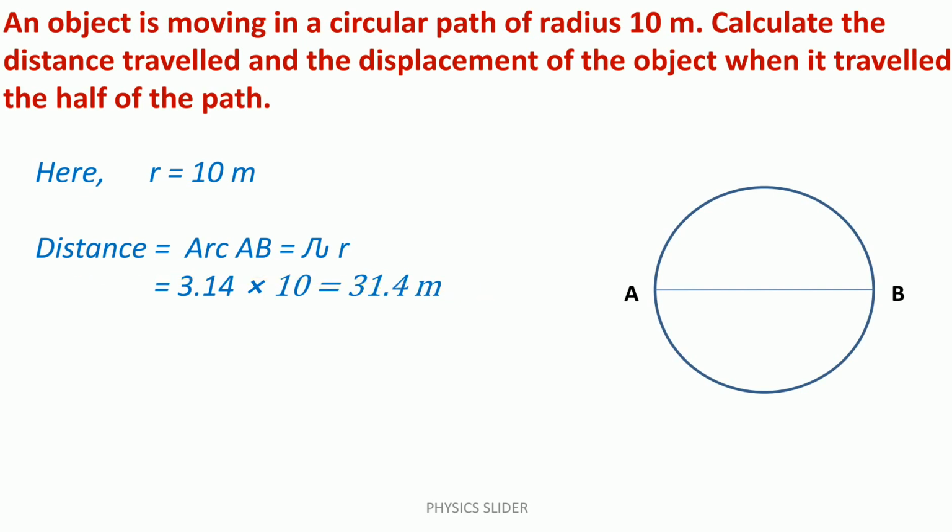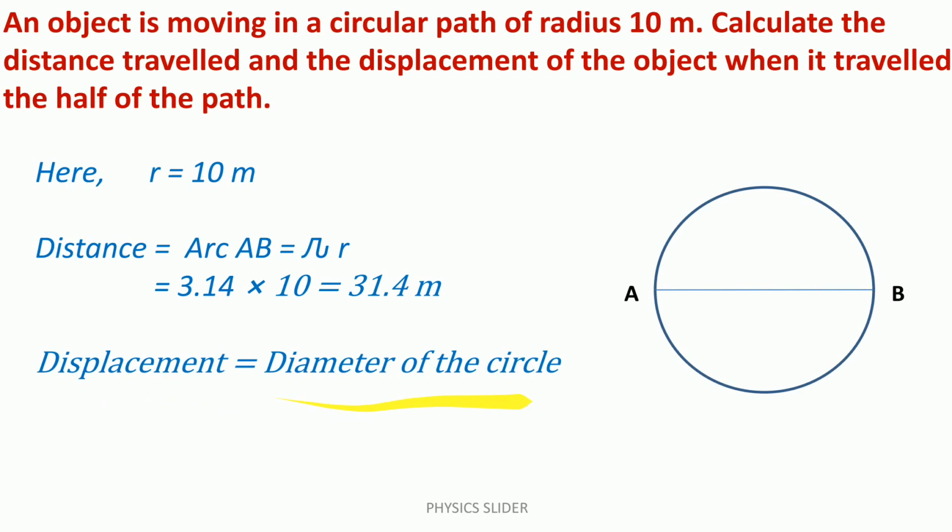Now the displacement from A to B. Displacement is the shortest path traveled from A to B. The shortest path is this, means the diameter of the circle. So displacement is equal to the diameter of the circle, and the diameter of the circle is 2 times the radius. Put the value of radius, 2 into 10, we will get 20 meter. So this is the value of the displacement, and the distance is 31.4 meter. The displacement is 20 meter. These are the answers.